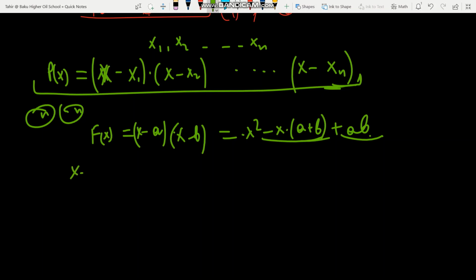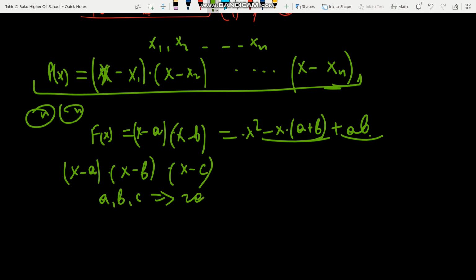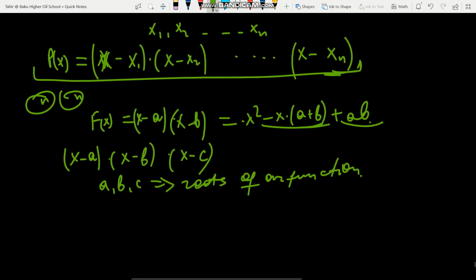And this is also true for the cubic case. You can write and check: x minus a multiplied by x minus b multiplied by x minus c. Again, a, b, c are roots of our function, and you can just write and check what the different versions of the summation of our roots are.